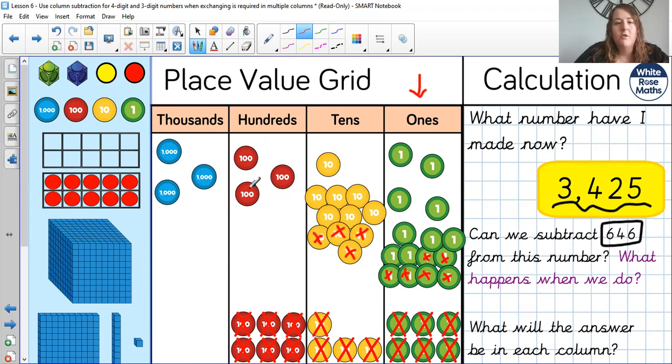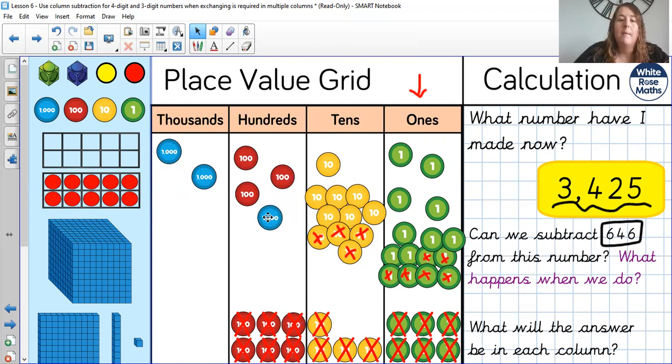Brilliant. Okay, onto my hundreds. I've got 3 hundreds left because I've exchanged already, but I need to subtract 6 from them. So again, I'm going to need to exchange. My 1,000 comes into my hundreds. So I've now got 13 hundreds, and I'm actually going to swap that 1,000 to show 13.